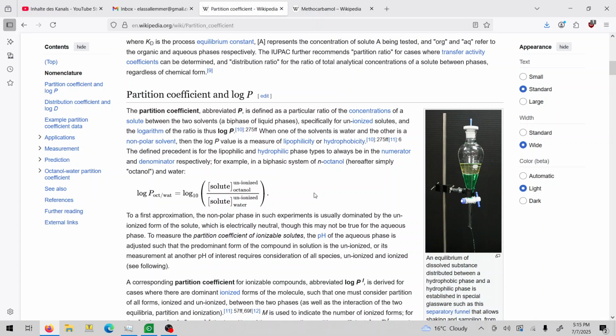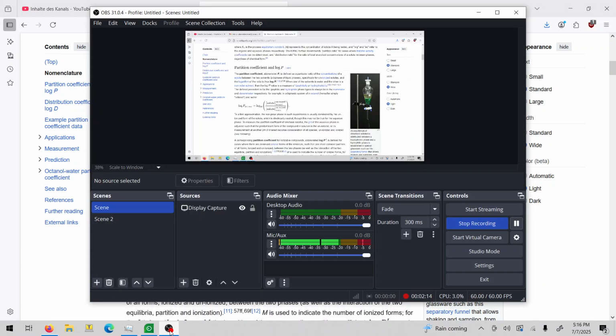And then you have a relationship between how well it dissolves in octanol, which is fat soluble, how well it dissolves in fat, or how much better it can penetrate the blood-brain barrier. So I don't think we need.